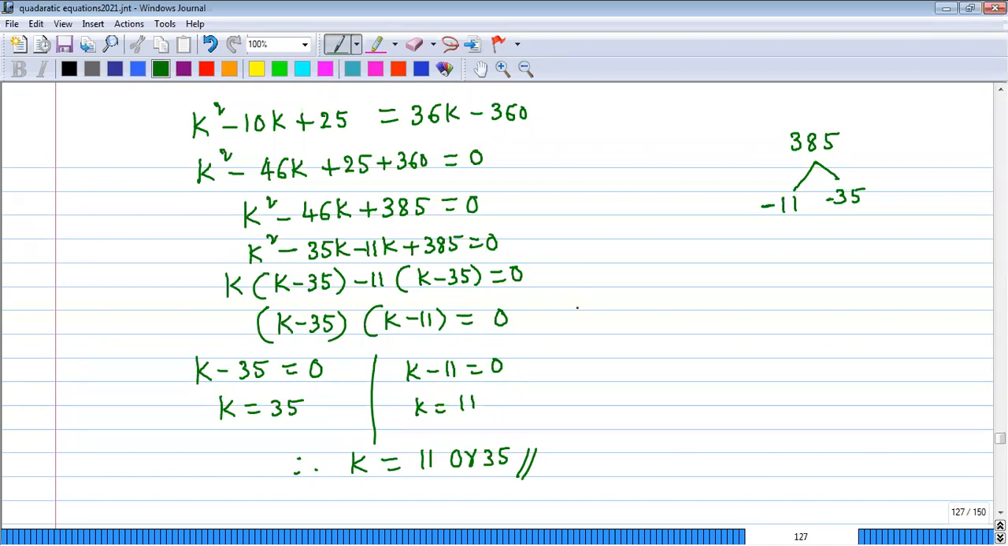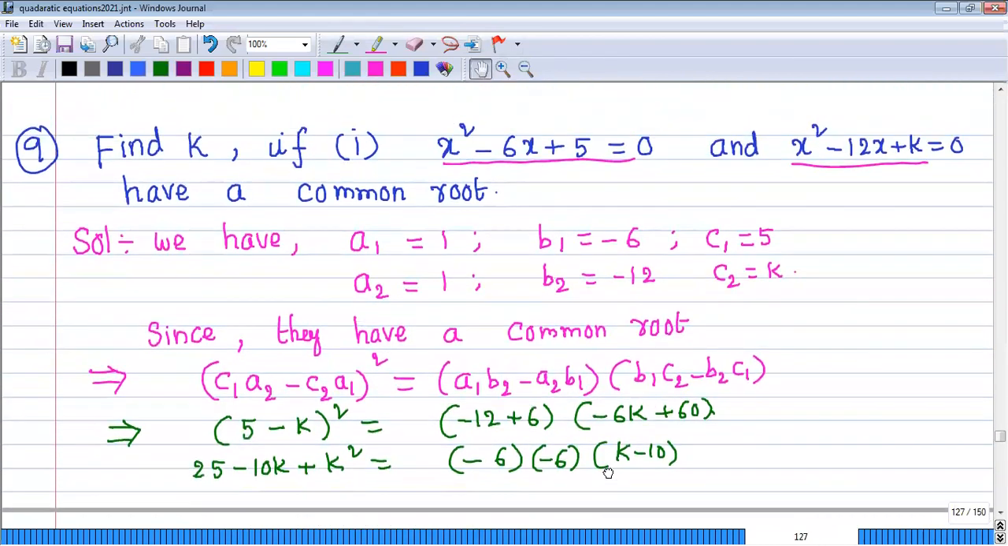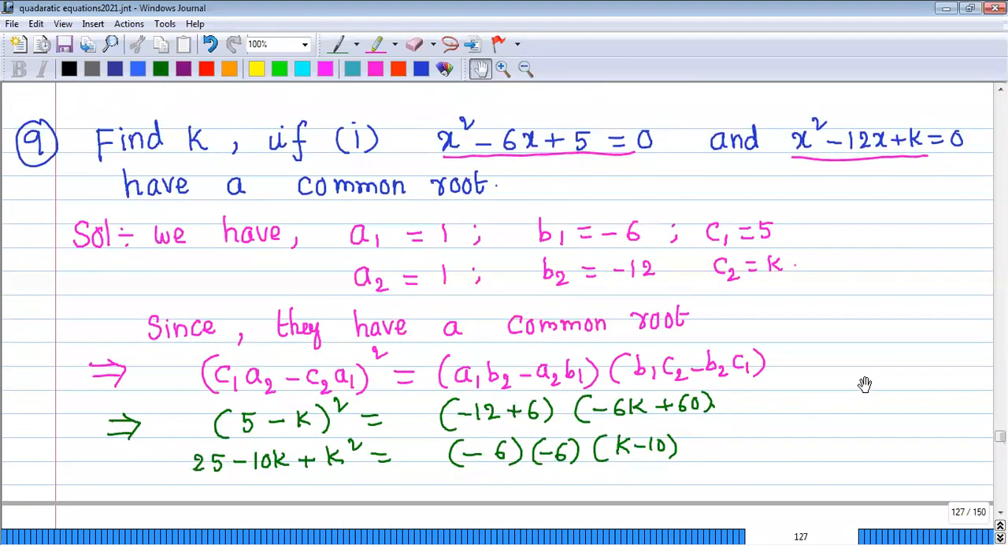Sir, once can you scroll up, sir? Okay, sir. So next page, sir.